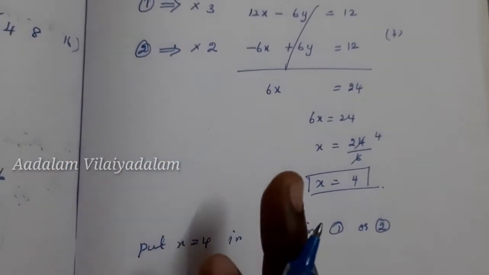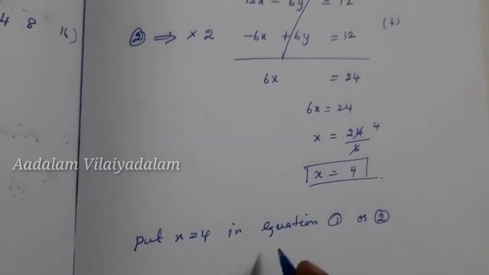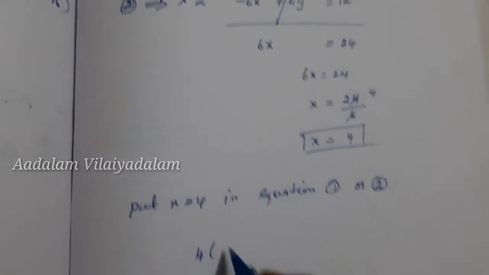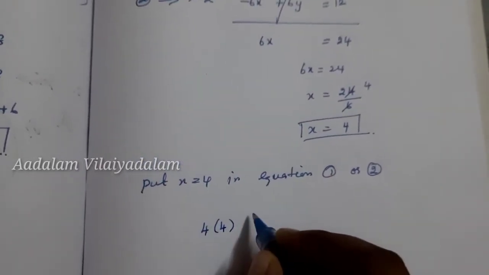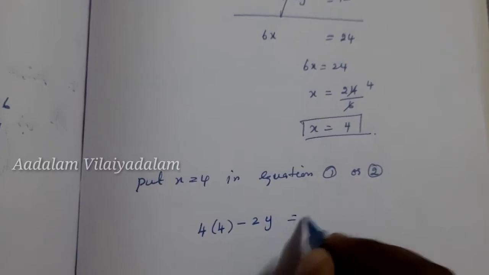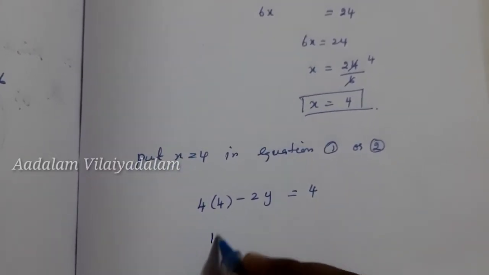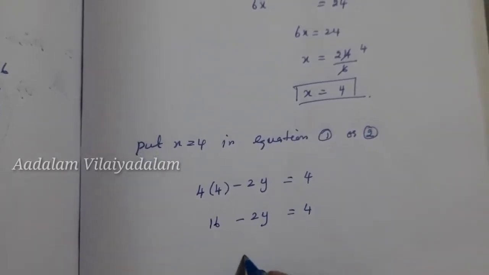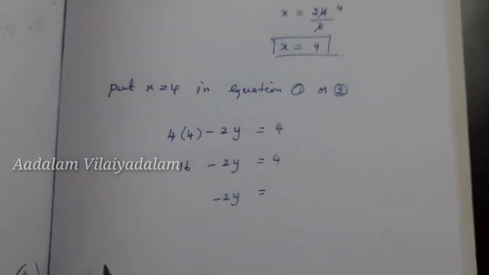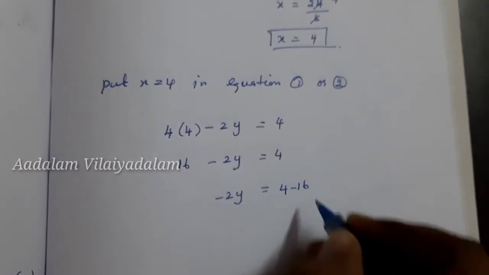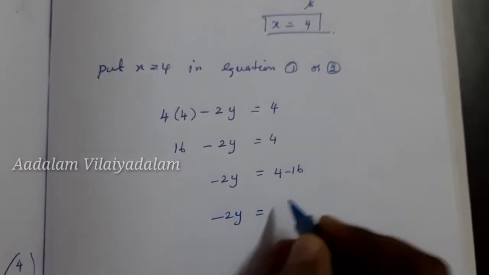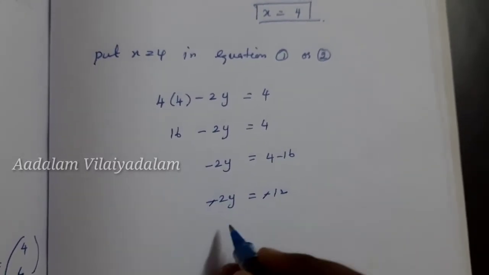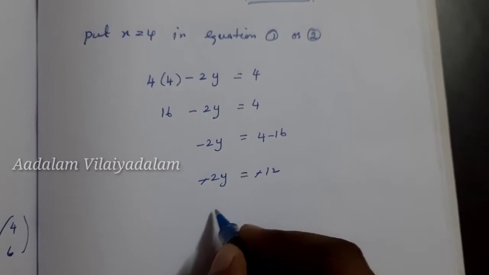Okay, I choose equation 1. Here, when x equal to 4, 4 into 4 we can substitute, minus 2y equal to 4. Then 4 4s are 16, minus 2y equal to 4. Then by the simplification we get 4 minus 16. Then 4 minus 16 we get minus 12. So minus minus can be cancelled when it is on both sides.